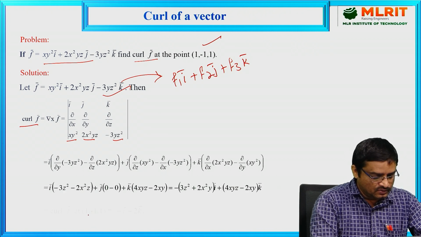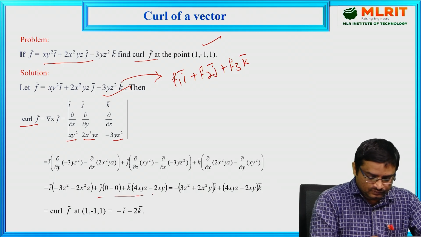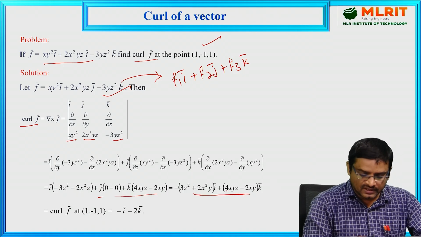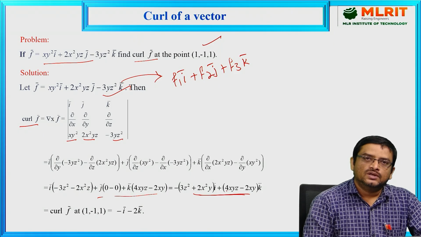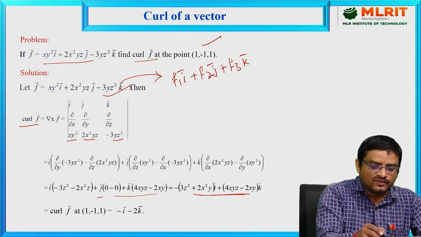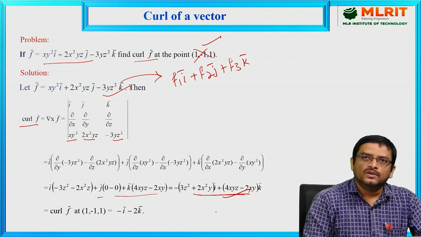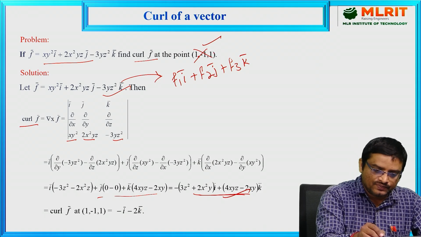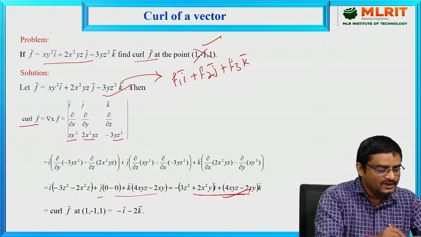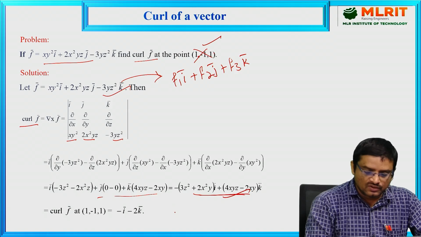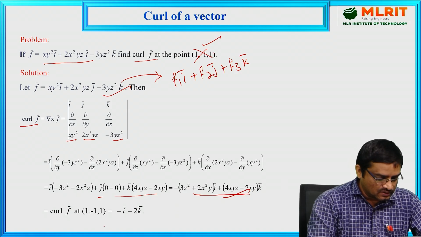So finally you will get this vector here. This is the vector we get in terms of x, y, z. Now suppose the point is not given, then we can stop our problem at this point. Whenever the point is given, we have to substitute that point in the curl F bar, in place of x, y, z.